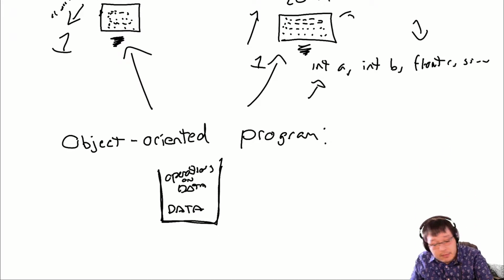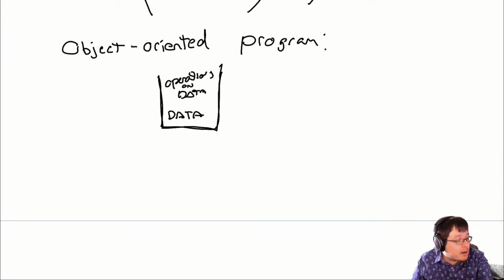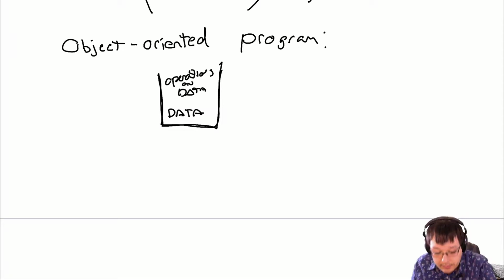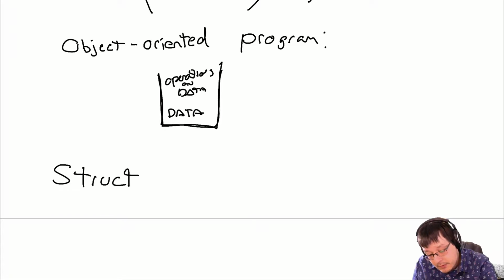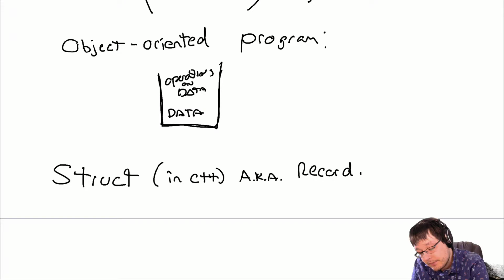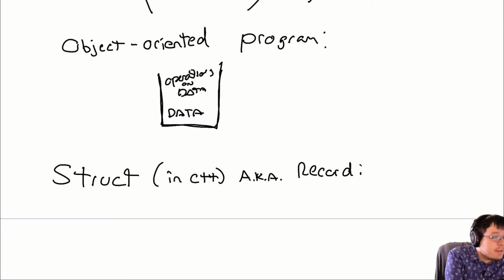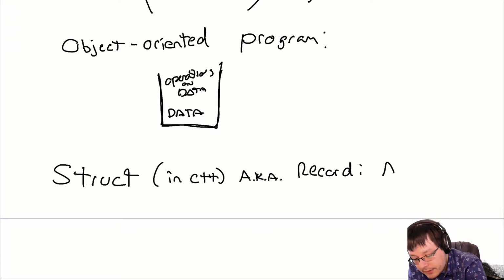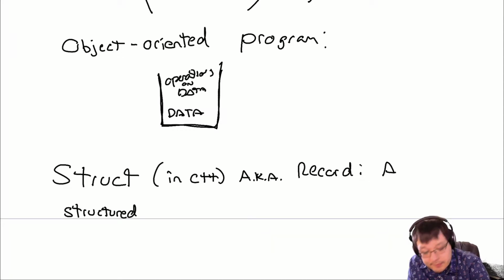So now that I talked about that, let me go ahead and define a couple of things. And the first one is going to be, of course, what a struct is. A struct in C++, also known as a record, depending on who you ask. And I'm just going to go ahead and write the definition from the book. It is a structured data type.